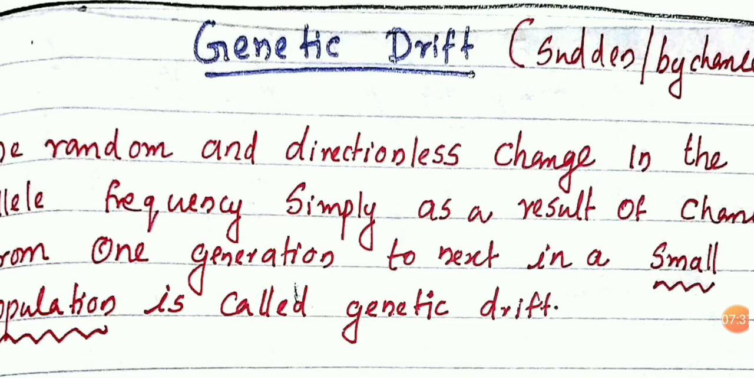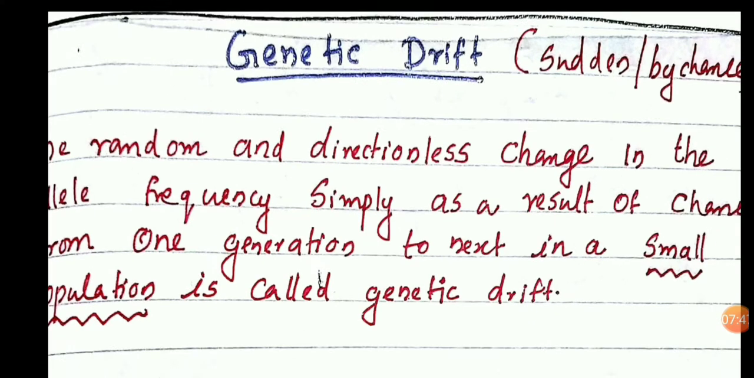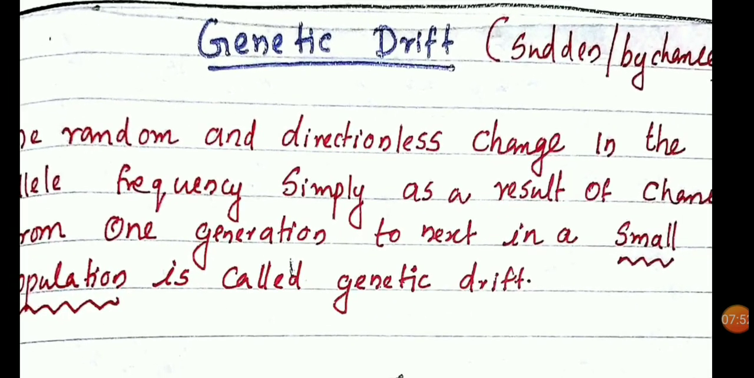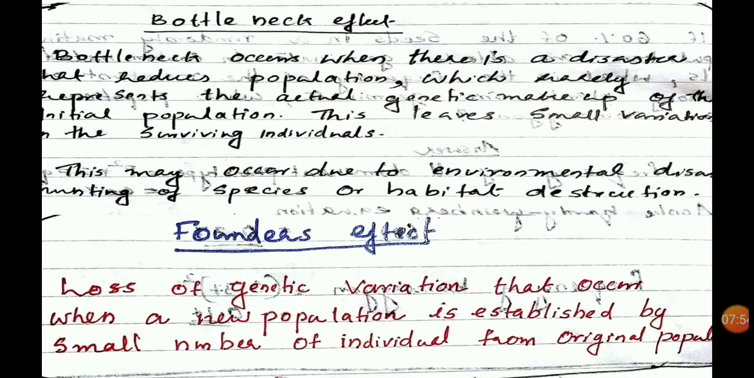So random and directional change in the allele frequency as a result of change from one generation to the next in a small population is called genetic drift. We want to solve genetic drift problems. What is the bottleneck effect? Bottleneck occurs when there is a disaster that reduces the population, which rarely represents the actual genetic makeup of the initial population. This leaves a small variation in the surviving individuals.